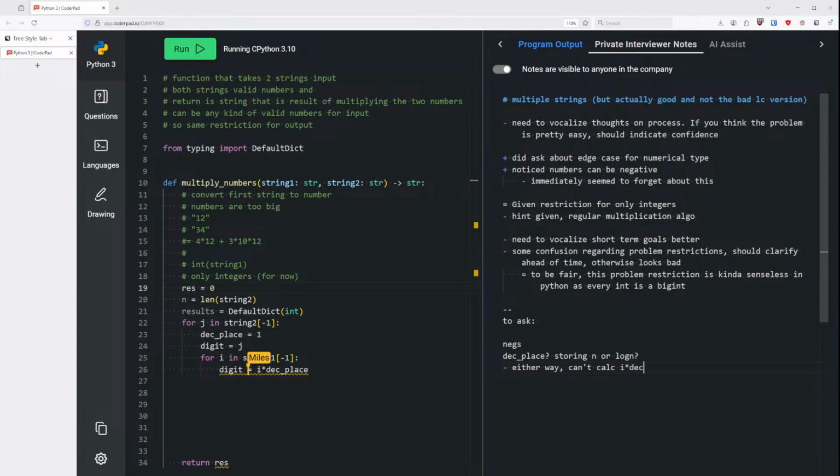And this won't be times equals. This will be plus equals. So our digit starts off as 4, and then I'm going to go through 12 in reverse, so starting at 2, and digit plus equals I, which would be 2 times decimal place, which starts off at 1. Then after each iteration, I need to update my decimal place. Let's say it times equals 10. So I go from 1 to 10 to 100.